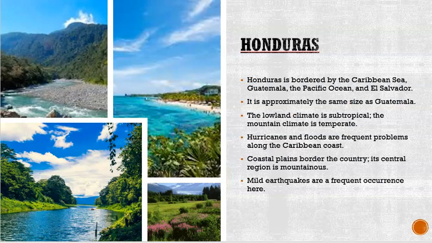Honduras is a country that has a coast both on the Pacific and on the Caribbean Sea. It's approximately the same size as Guatemala, and there is a lowland climate that's subtropical, and then the higher up in the mountains, the climate is temperate. Again, hurricanes and floods are problems in this region, and it's important to note that the coastal plains of Honduras that border the country are flatter, and then the center of Honduras is mountainous. Just similar to Guatemala, mild earthquakes are a frequent occurrence here as well.